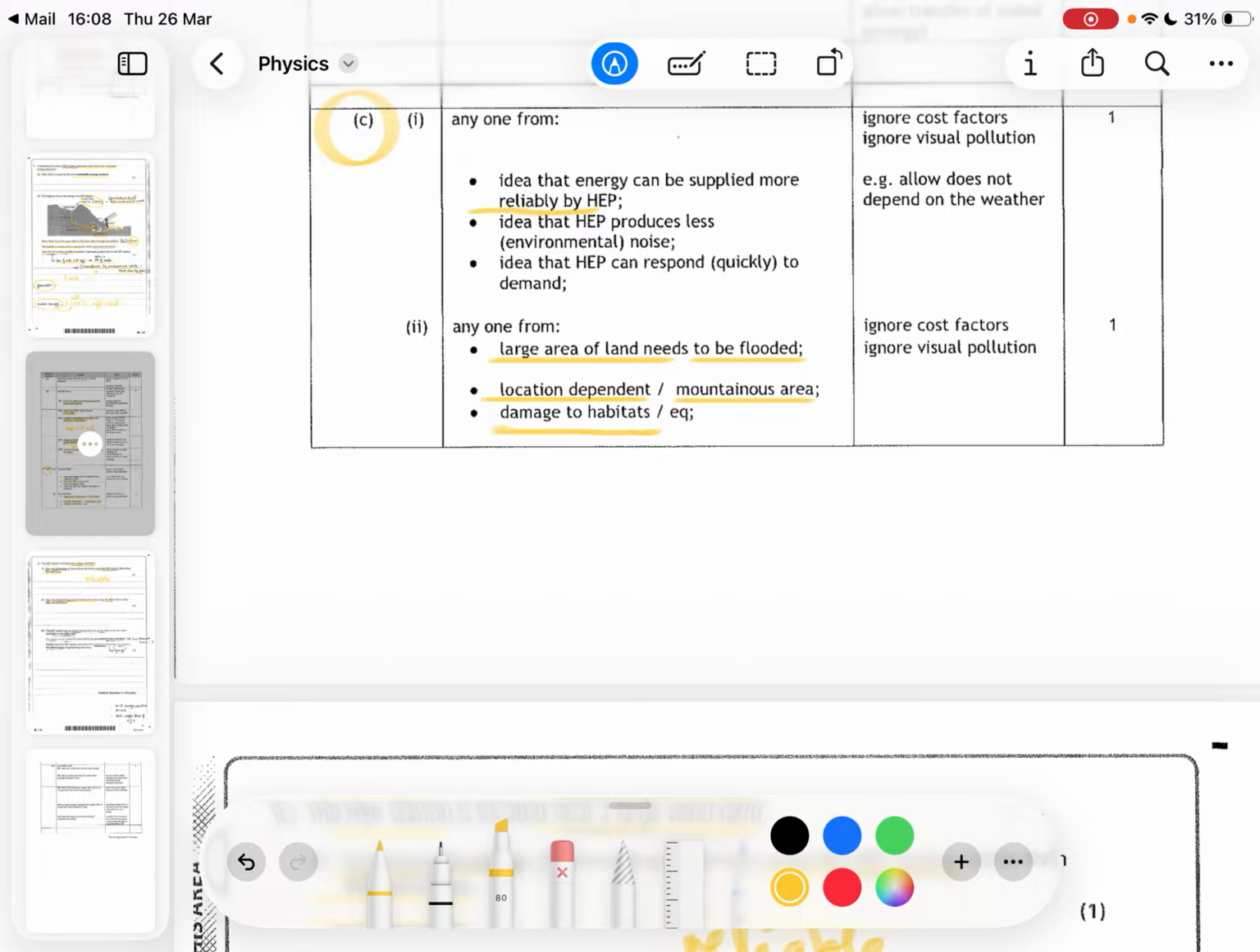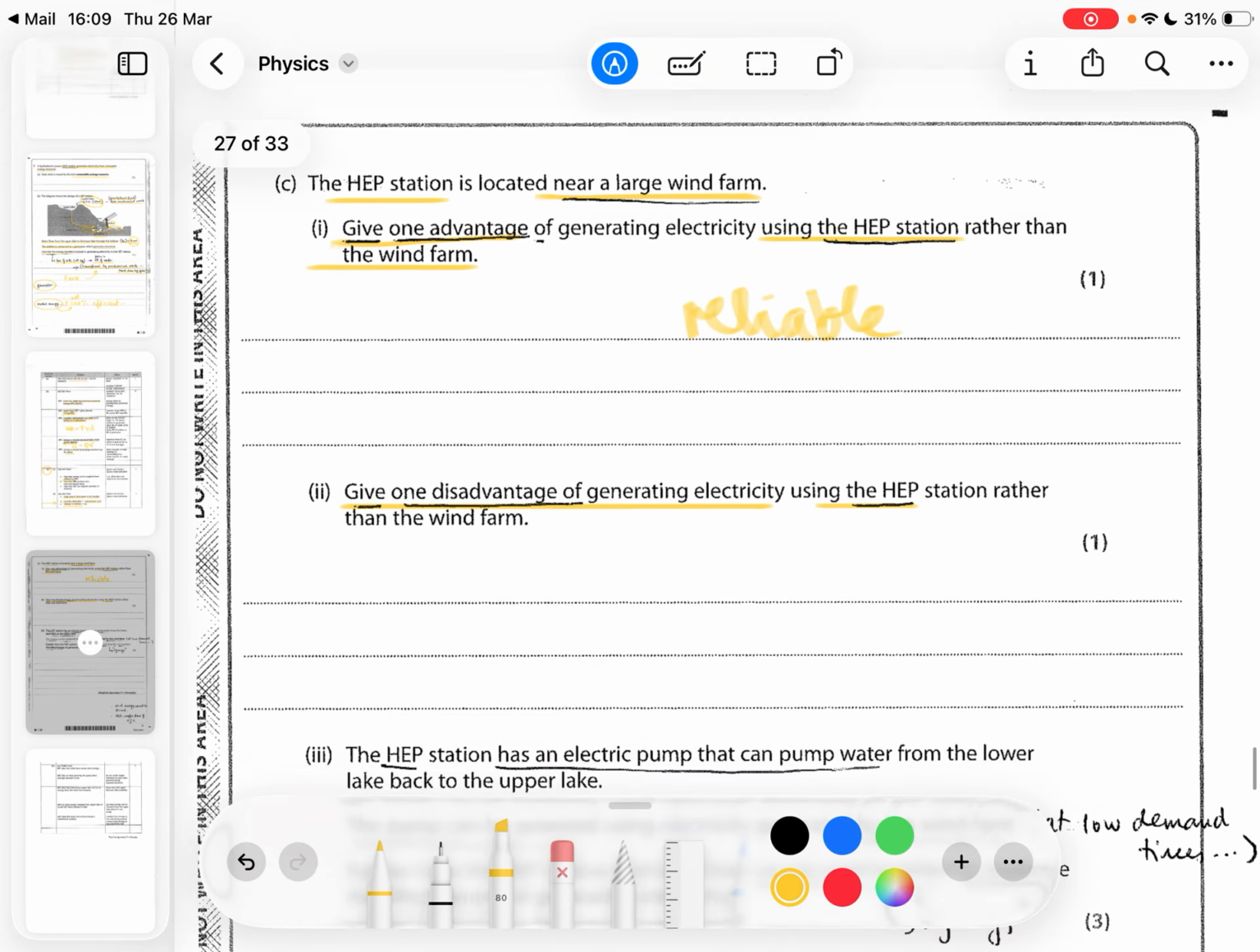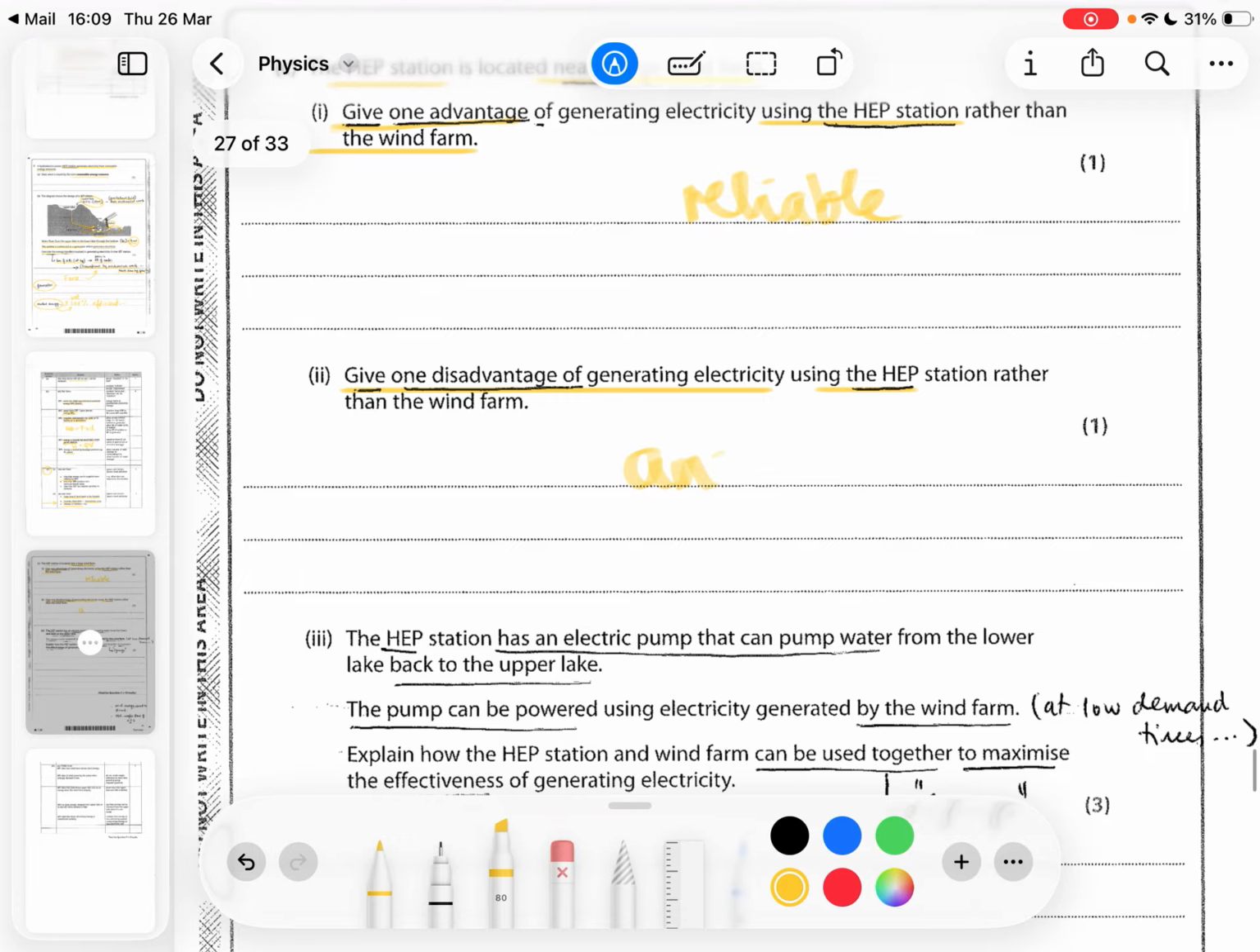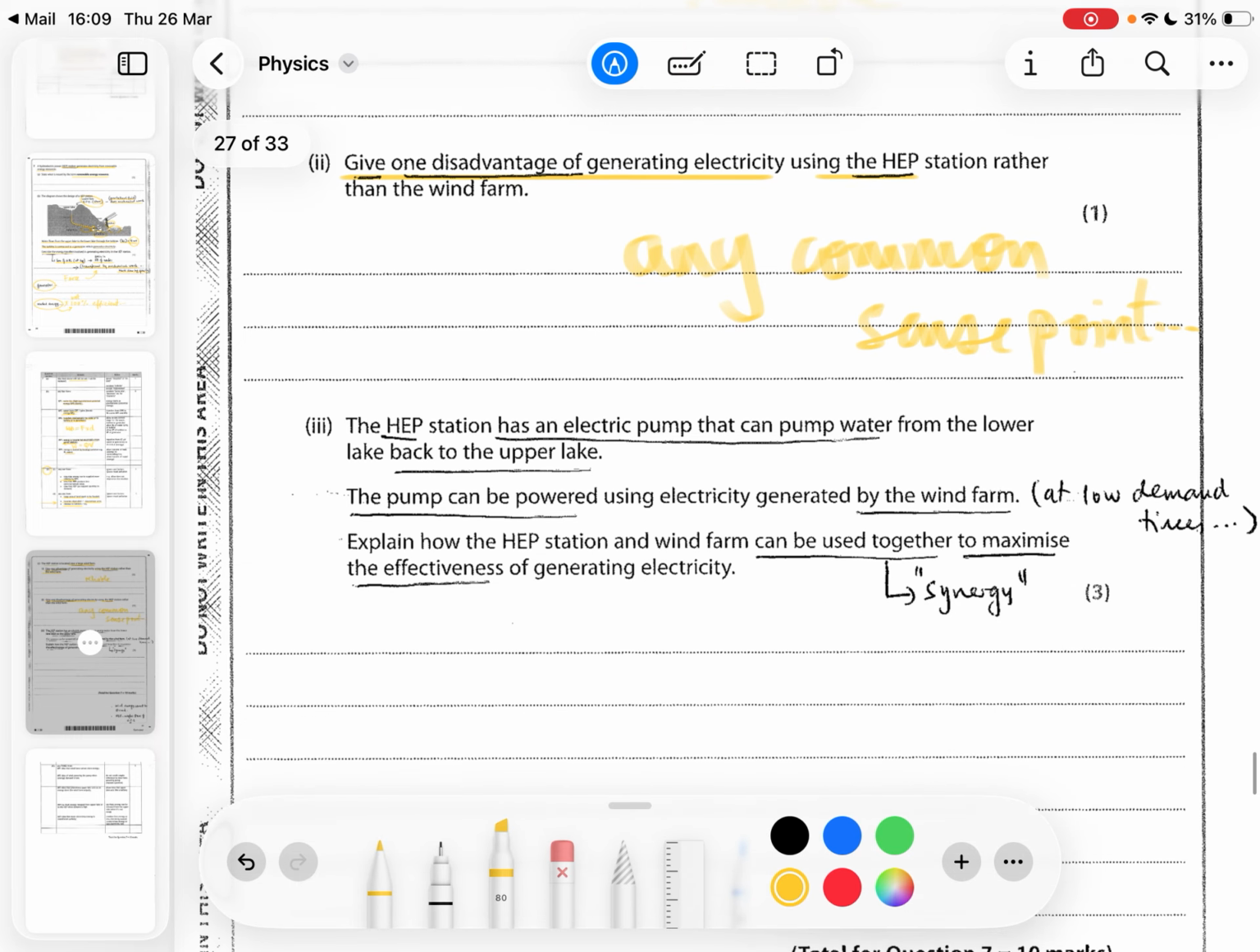For example, if you're using a natural water system and you're damming it up, then the fish or the animals can't use it. So yeah, you got to think of things like this. I'm not very good at doing this kind of question. Yeah. So any common sense point. And when you do enough papers, you'll see that these come up in paper 2 quite a lot.